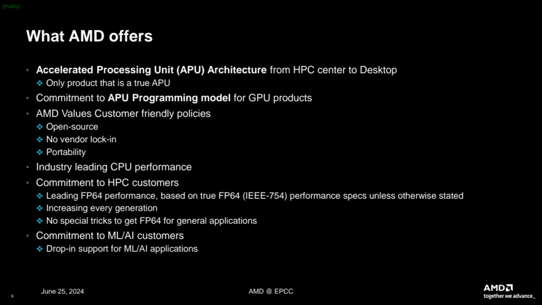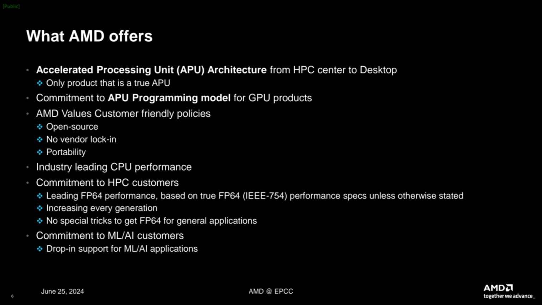And you don't have to do anything special to get the floating point 64. It's an IEEE 754 standard double precision floating point. And so even for your applications, you'll be getting that kind of precision and performance. We also have a lot of support for machine learning AI, and most of the major libraries we have drop-in support that you can bring your application onto the AMD hardware and run it with usually no changes at all.